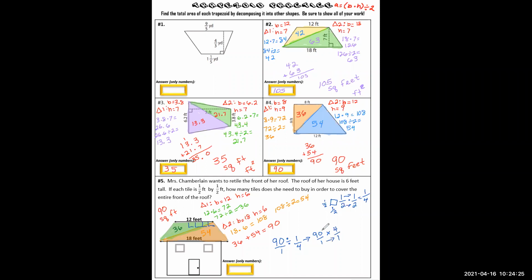So now I just multiply straight across. 90 times 4 is 360. 1 times 1 is just 1. And so I can simplify that. 360 divided by 1 is just 360. So she needs 360. It says, how many tiles does she need to buy in order to cover the entire front of her roof? 360 tiles.